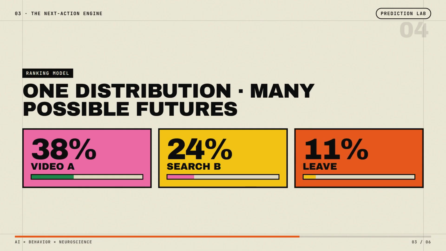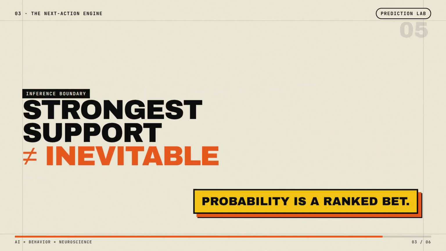The answer is a distribution. Option A, 38%. Option B, 24%. Option C, 11%. The winning score becomes the first thing you see. The machine has not discovered one inevitable future. It has calculated which future currently has the strongest statistical support.